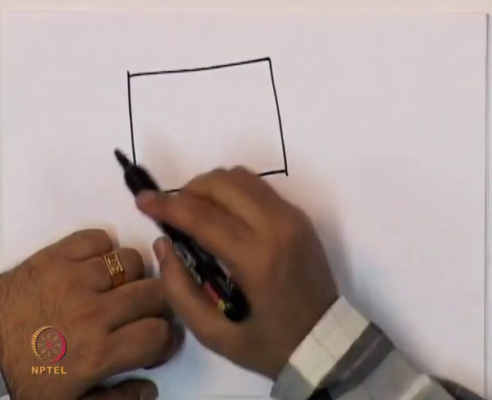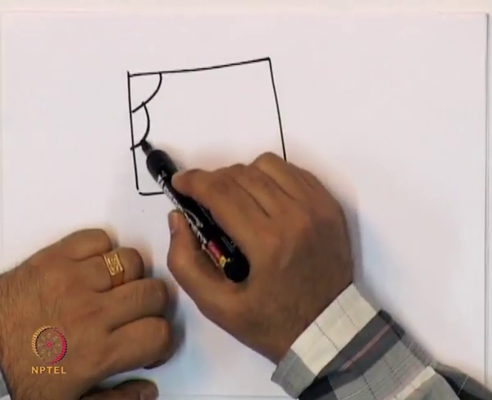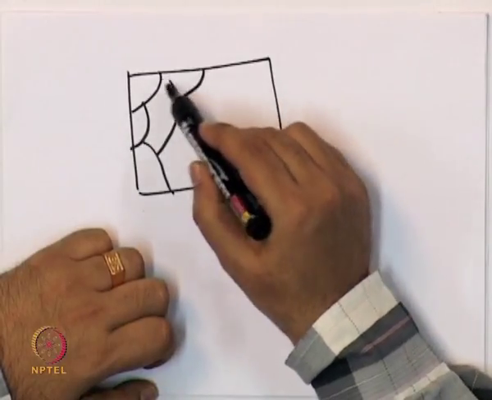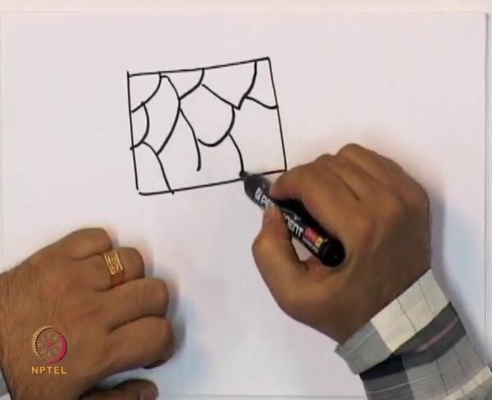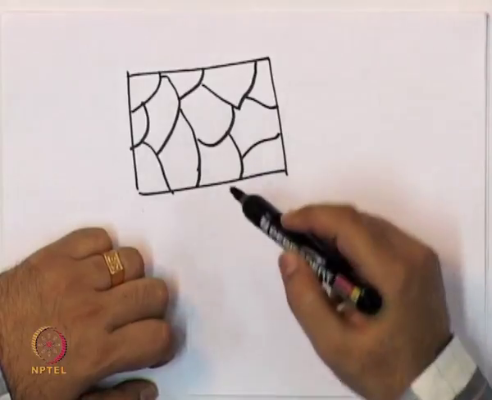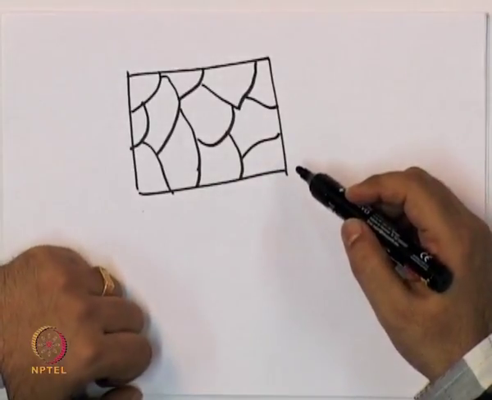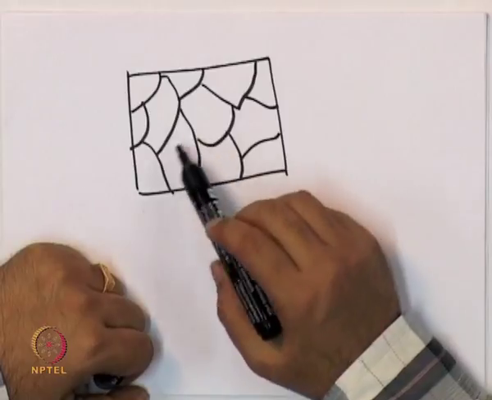Now, in most grain growth problems, that is not the kind of microstructure that one encounters. If you take a look at a typical grain growth microstructure, you will see lots of grains. And so, in our way of doing phase field modeling, we need to describe this microstructure.